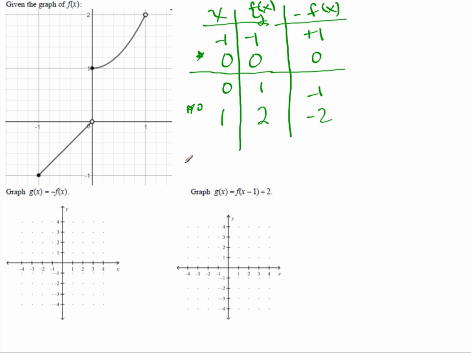Let's see what happens to these points. This is going to be my x value, and here's my y. So this becomes -1, 1. This one goes to the origin, but it's going to stay open. And that was a straight line, so it's going to stay a straight line.